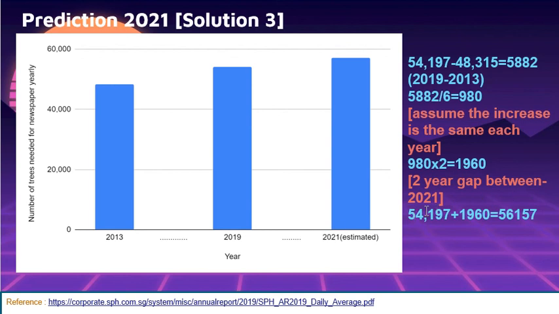Thus, we use the number in 2019, 54,197 plus 1,960. It is equivalent to 56,157, which is the estimated amount for 2021.